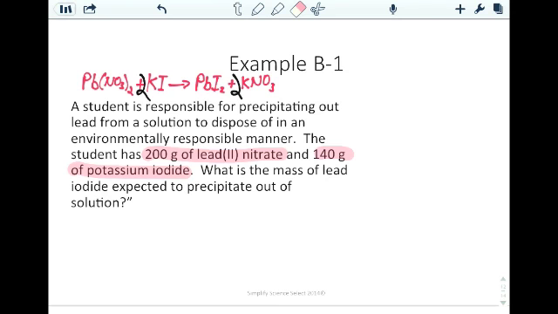And we can start working everything out from there. So we'll start with basically what we have in the beginning, the 200 grams of lead(II) nitrate. So we'll start there, 200 grams of lead(II) nitrate.